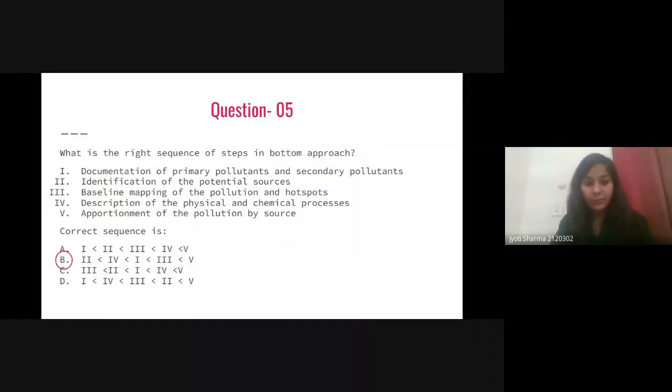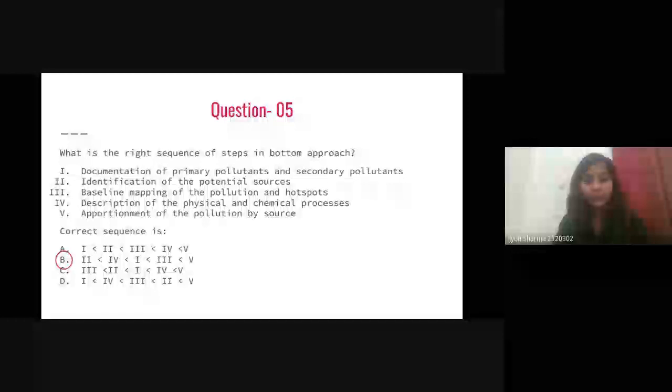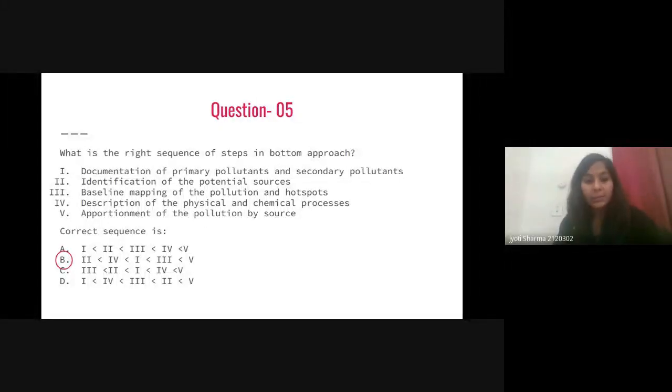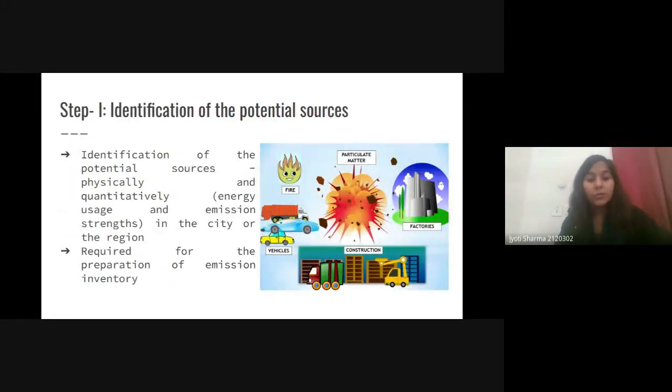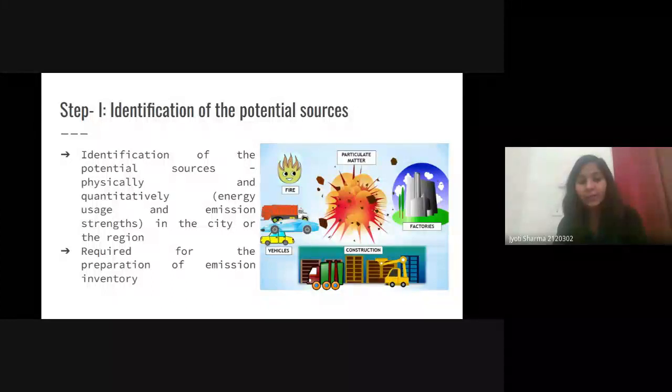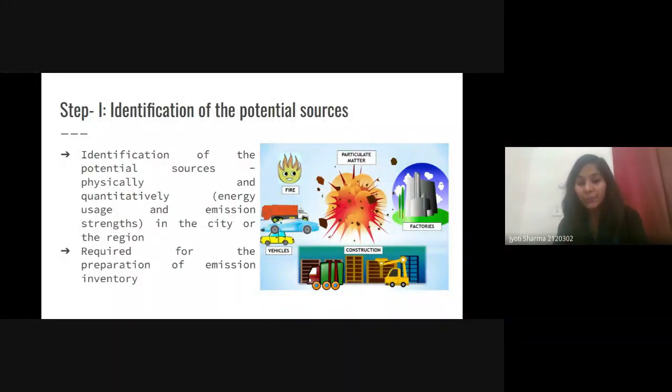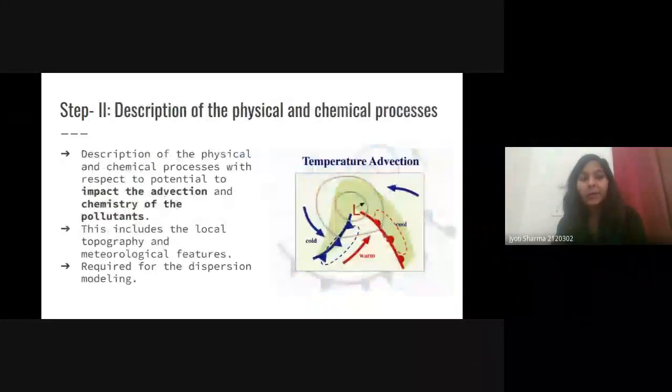So I have step by step so that you can have a good knowledge about this. So the first is the identification of the potential source. So this is identification of potential source physically and quantitatively, energy uses and the emission strength in the city or the region, and it is required for the preparation of the emission inventories.